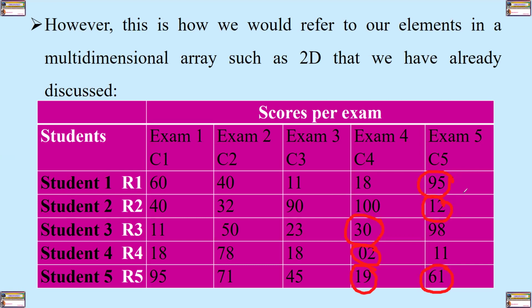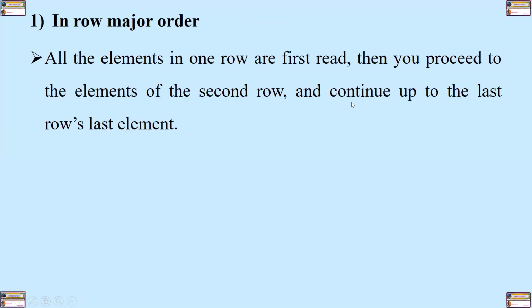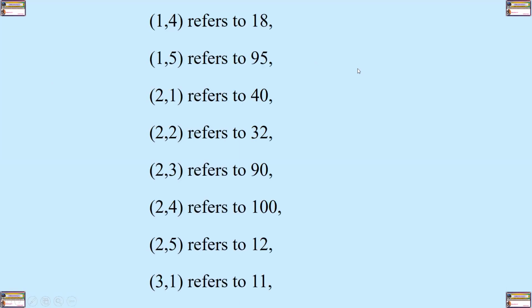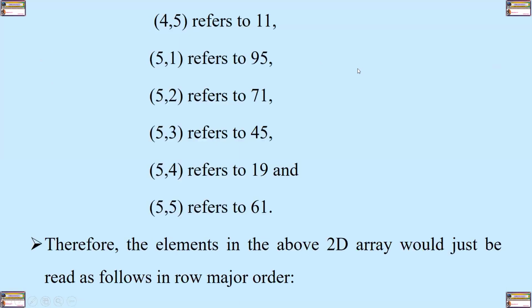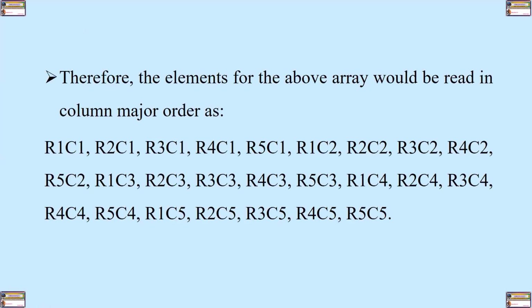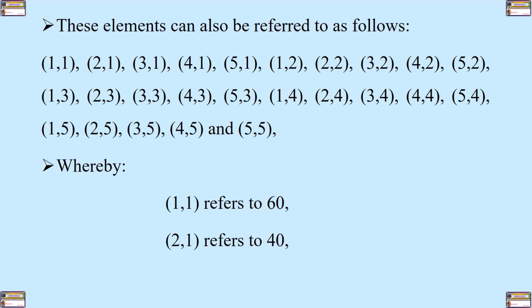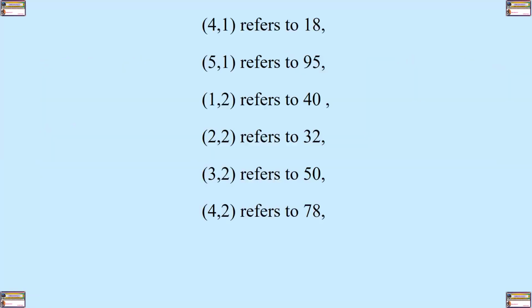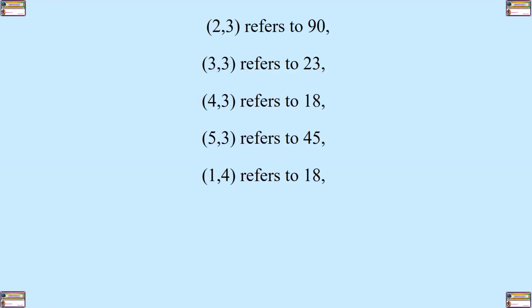Note, when you are using column major, you complete all the elements first for that column before you change the column to another one. Very important, my dear students. Now let's proceed. So that's how we distinguish between row major and column major when it comes to reading the values or the elements.